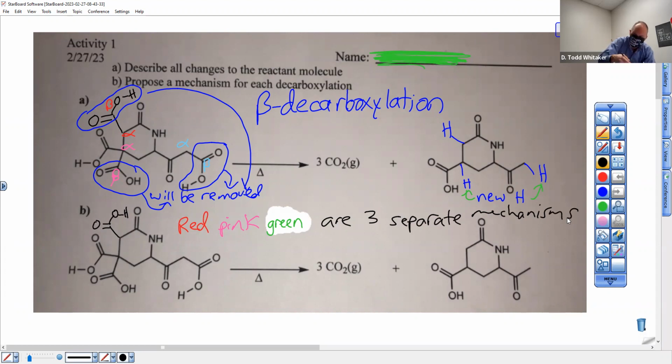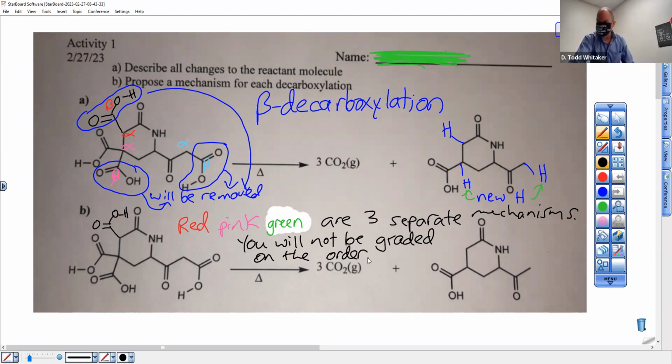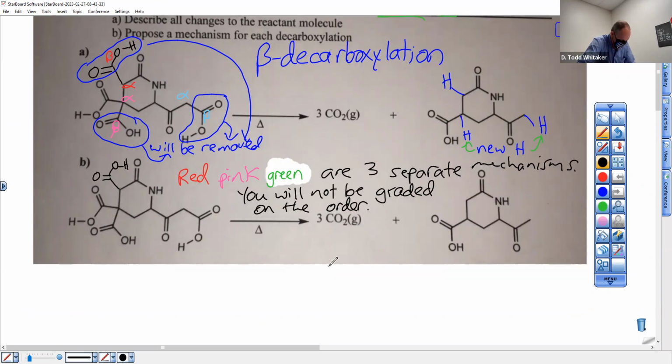At this level of organic chemistry, I'm not going to test you on which one should go first. You will not be graded on order. Normally you are graded on the order. I think this is really going to help you learn this mechanism, because you're going to see the same thing. Step one in red, step one in pink, step one in green. They're always the same.